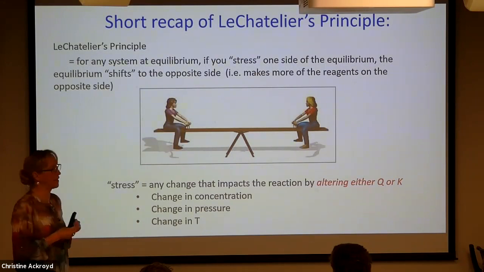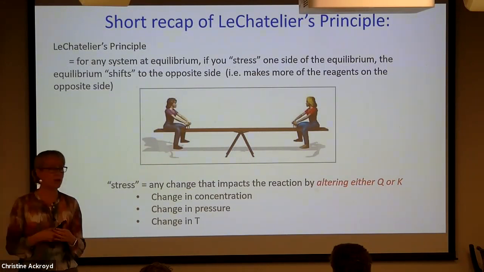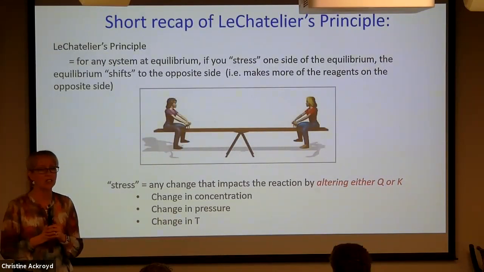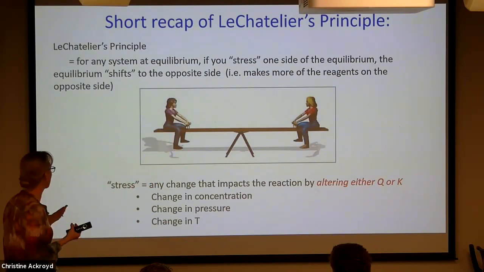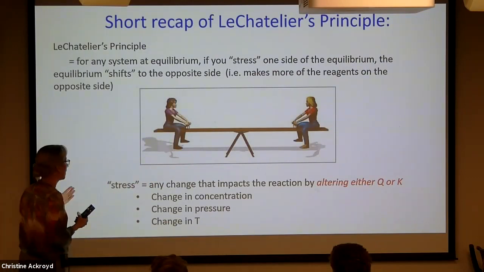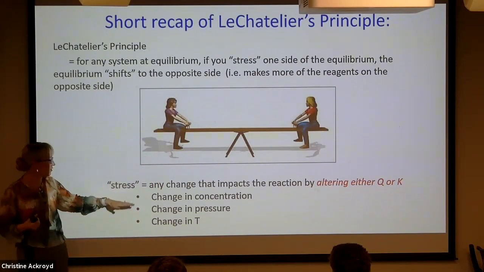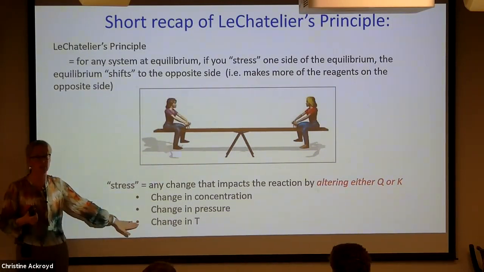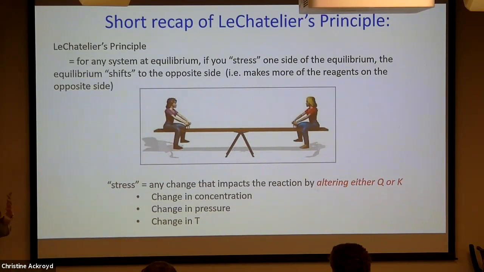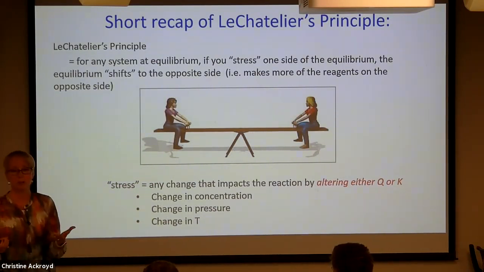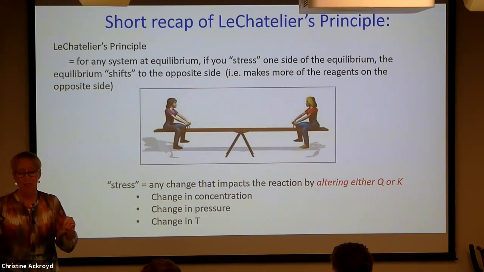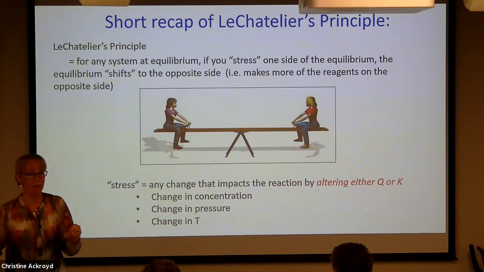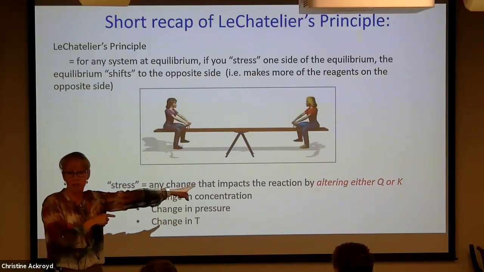Le Chatelier's principle says, for any equilibrium, apply stress to one side of the reaction and you'll move the reaction towards the other side. So what does that actually mean? Okay, a stress would be a change in concentration or a change in pressure or a change in temperature, right? If I increase the concentration of starting materials, what side of the reaction am I stressing? Well, if I'm adding starting materials, I'm stressing the starting material side. So what happens? It pushes to the other side and makes product.